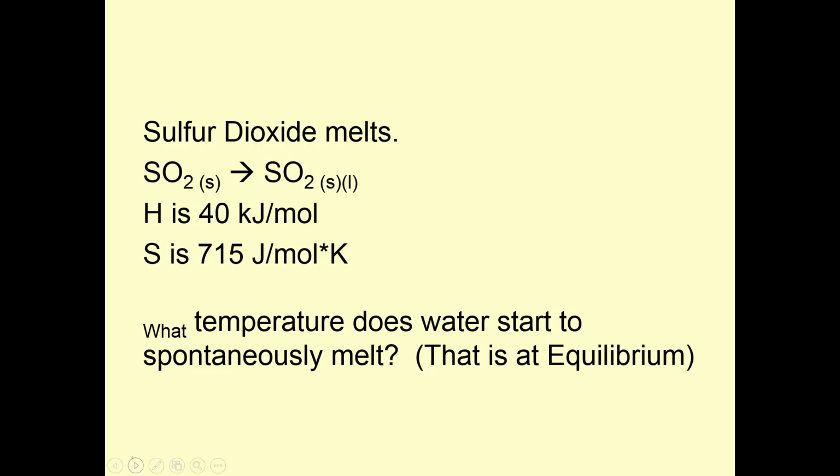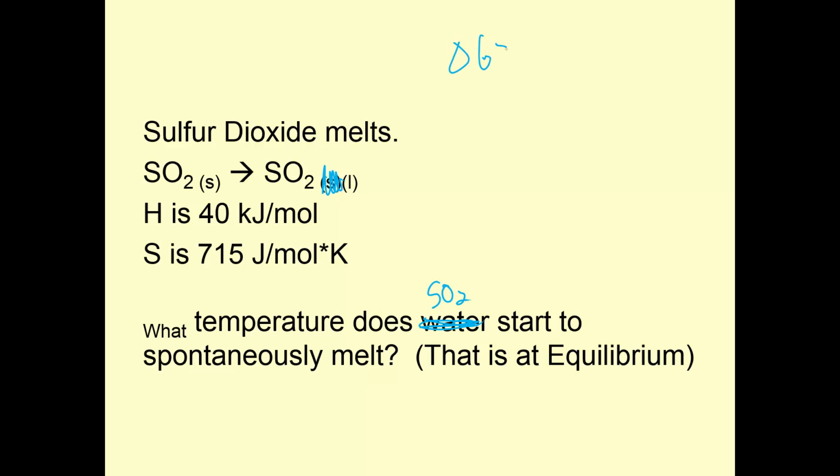Sulfur dioxide melts. H is 40 kilojoules per mole. S is 715 joules per mole Kelvin. What temperature does SO2 spontaneously start to melt?